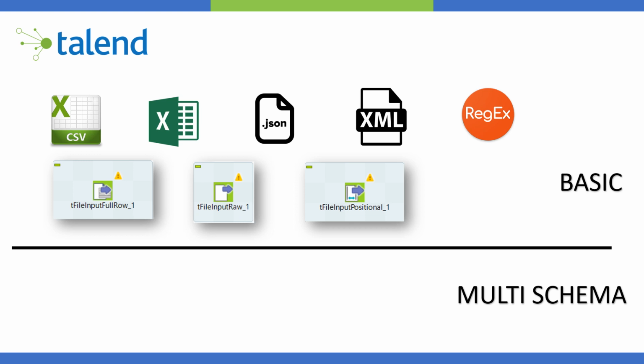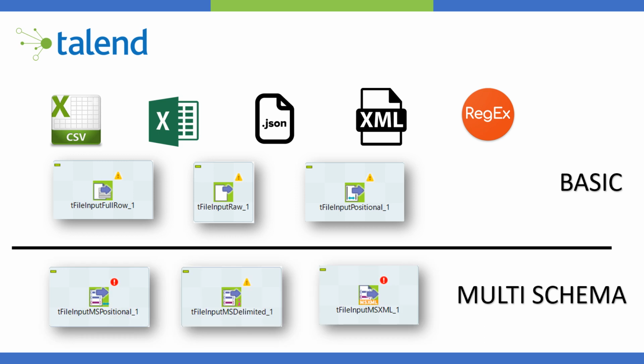And then if a file is a positional file, so that it means the schema has been maintained based on position of the fields, then we have a separate parser for that. And then we have input raw and t file input full row, so if we want to read a file row by row. And then we have some multi-schema file parsers. For example, we have multi-schema parser for positional files, for delimited files, and for XML files.